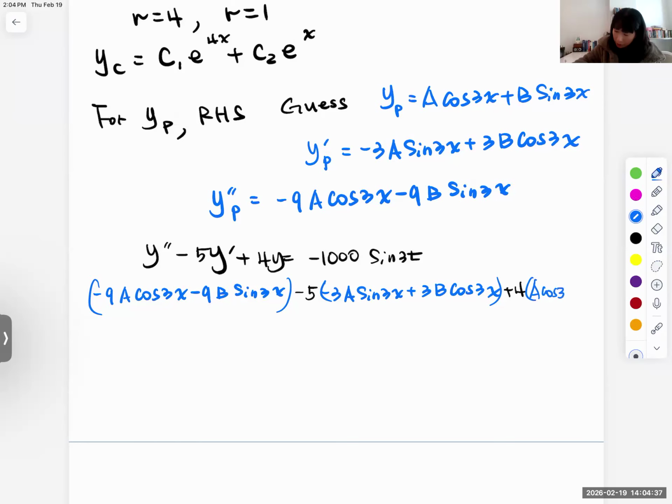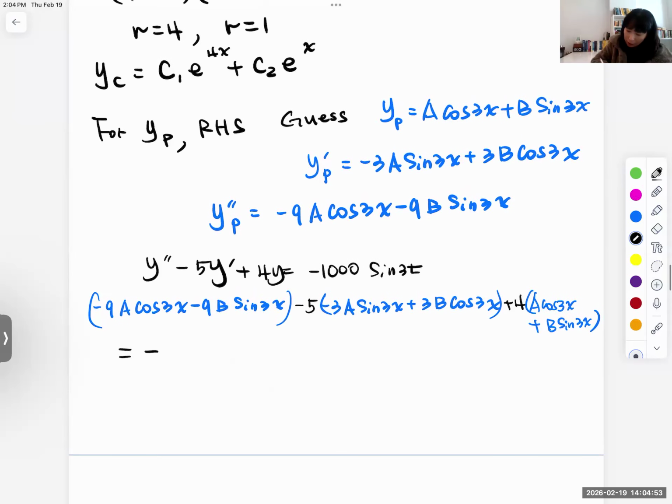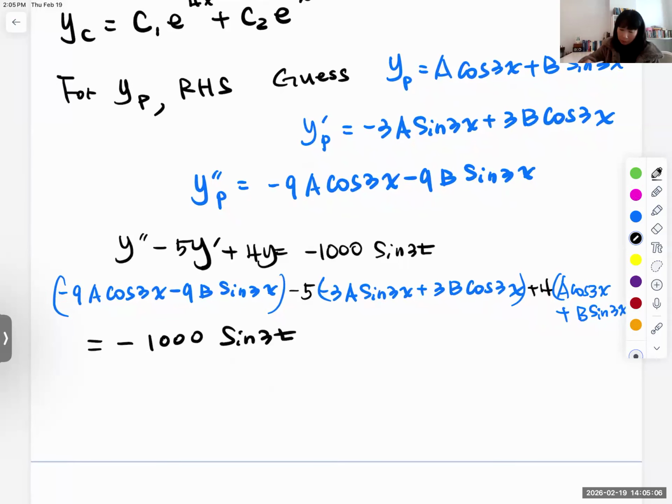A cosine 3x plus B sine 3x equal to, what do you have? Negative 1000 sine 3t. Okay, all right. Let's distribute and then combine like terms, okay?